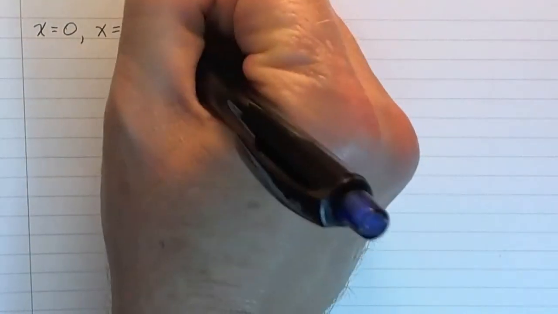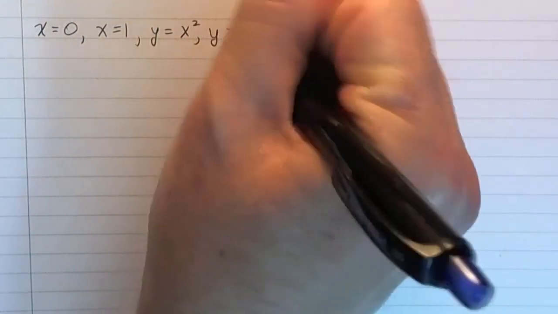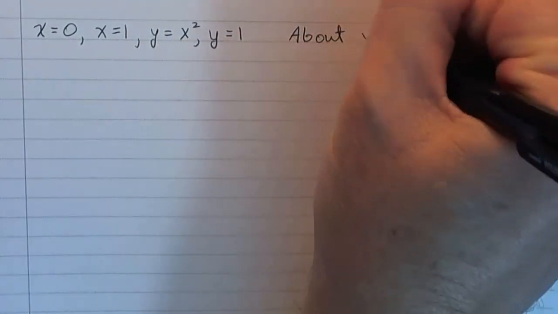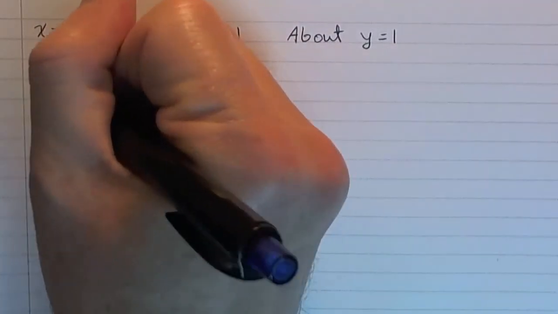Okay, now consider this region. Well, let's just do the same region. We've got x equals 0, x equals 1. We've got y equals x squared and y equals 1. But now, let's not revolve this region about the x-axis. Let's revolve it about y equals 1. So let's see what we've got going here.